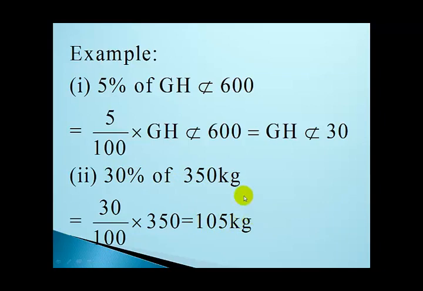So that is how we take the percentage of a quantity. We divide the percentage by 100 and we multiply it by the quantity and simplify. The answer will come out.